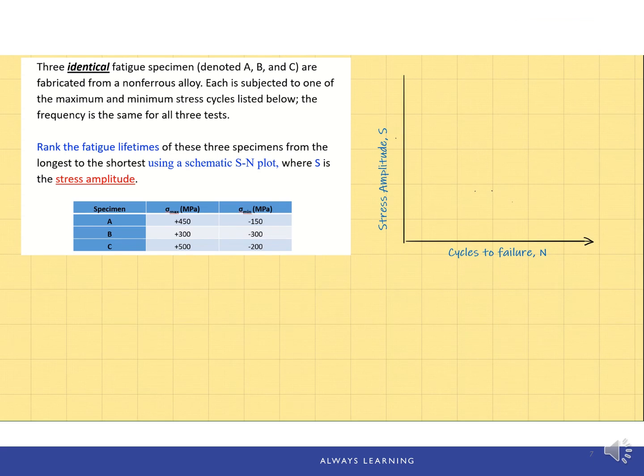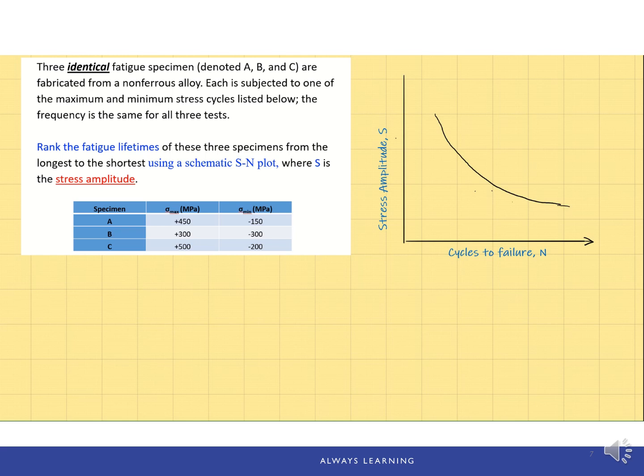We know that on the SN plot, S is the stress amplitude. The cycles to failure will change with stress amplitude. So with decreasing stress amplitude, the cycles to failure will increase. This is the trend of this curve.